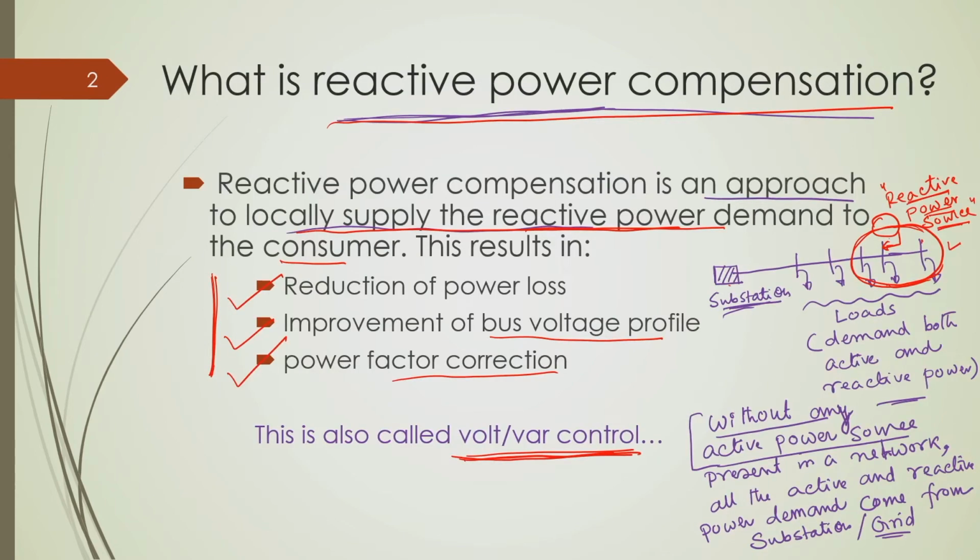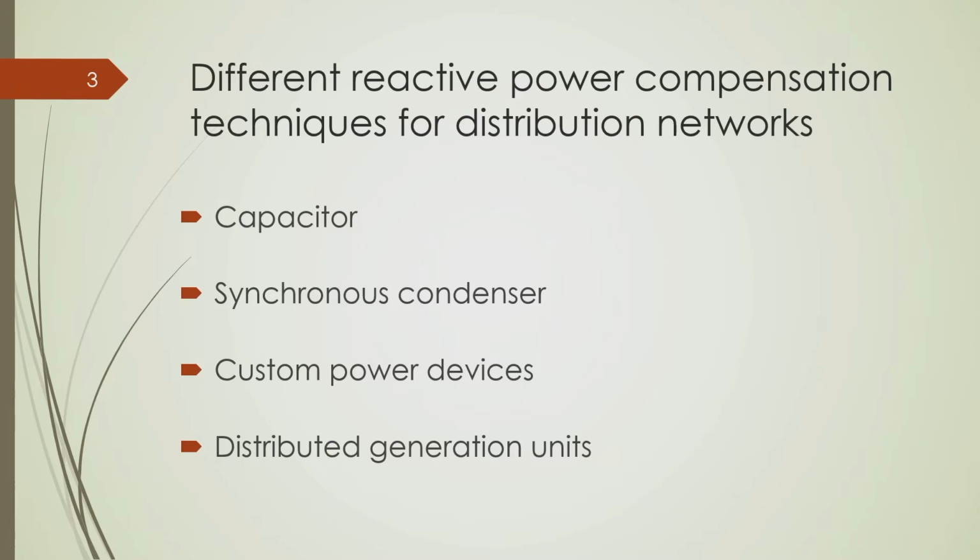Okay. So, as a whole, reactive power compensation is an approach to locally support the reactive power demand by placing a reactive power source at some point of the network. Okay. So, these things you can understand. Now, what are the techniques or approaches available for reactive power compensation in a typical distribution network?